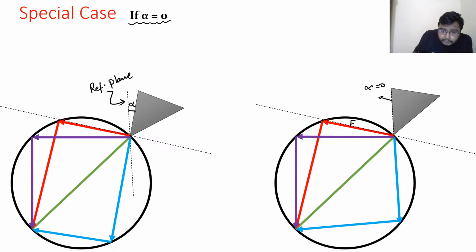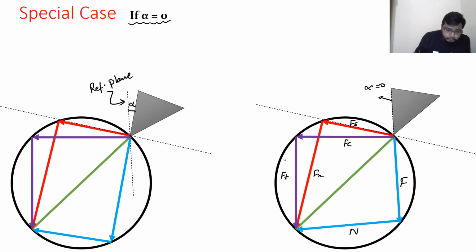This is your FS, this is your N, this is your FC, this is your FT, this is your frictional force F, and this is your, oh I'm sorry, this is your normal force due to shear. So this is your N. Clear? Now what will happen?